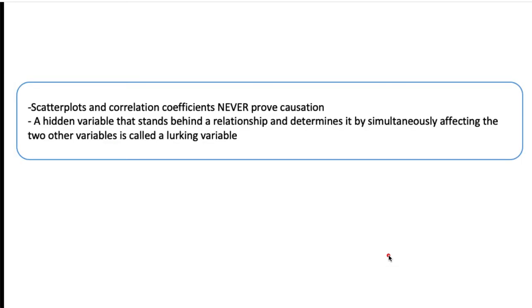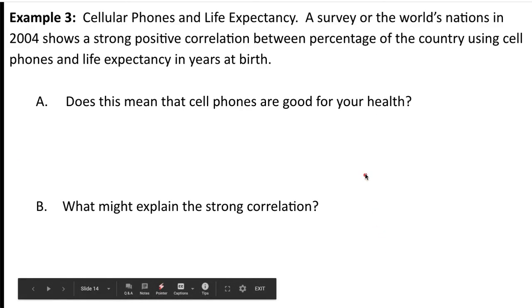So scatter plots and correlation coefficients never, ever, ever prove causation. The reason that it may look like there is some sort of correlation is that a hidden variable stands behind a relationship and determines it by simultaneously affecting the other two variables. It's called a lurking variable. So picture some creeper in the bushes that's affecting the two things out in the open.